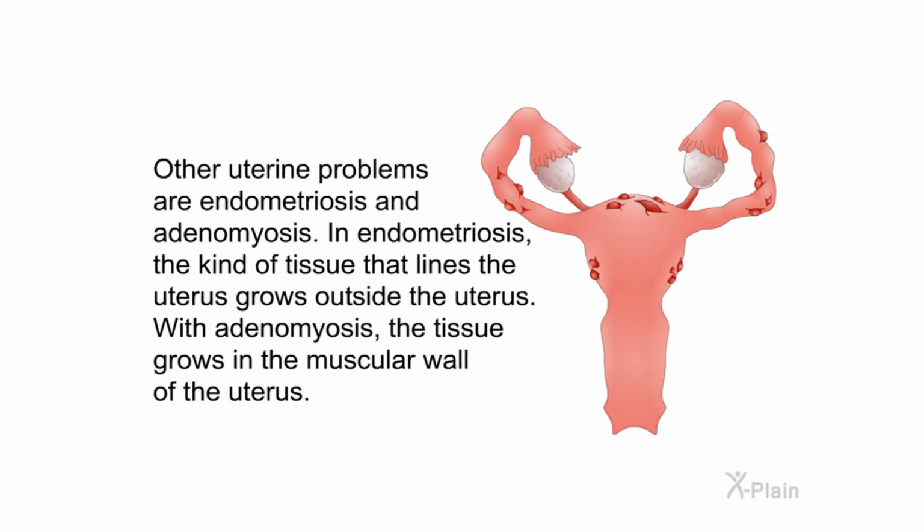Other uterine problems are endometriosis and adenomyosis. In endometriosis, the kind of tissue that lines the uterus grows outside the uterus. With adenomyosis, the tissue grows in the muscular wall of the uterus.